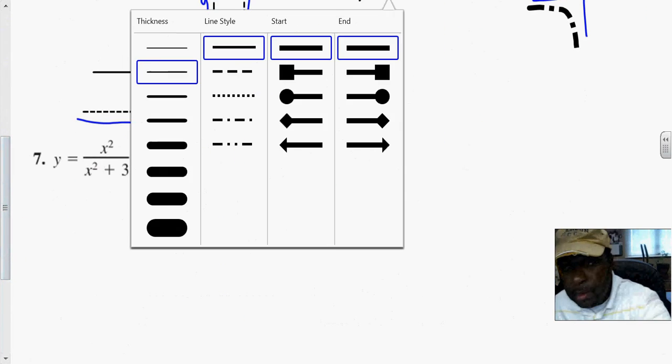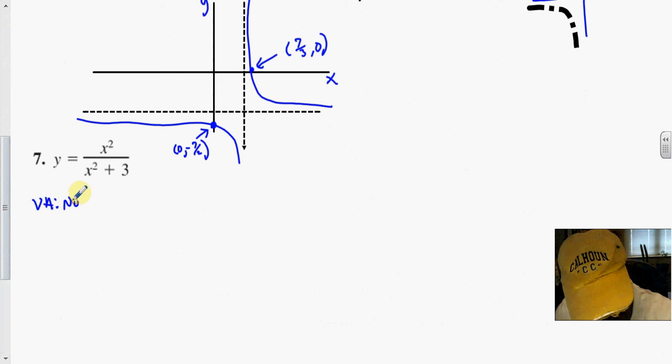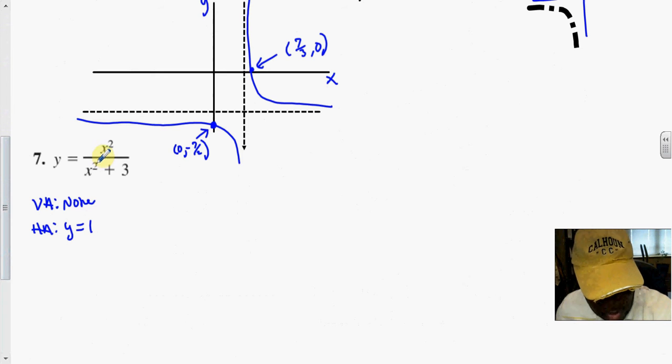Let's look at the next one. Here, x squared plus 3 equal to 0. There is no real value for x. We get imaginary. So for the vertical asymptotes, there are none. For the horizontal asymptote, you get the line y equal to 1. You look at this fraction, the power up top is 2, the power downstairs is 2. They have the same power. So the horizontal asymptote, or the limit for that matter, as x goes to infinity, would be the ratio of the leading coefficients. 1 divided by 1 is 1.